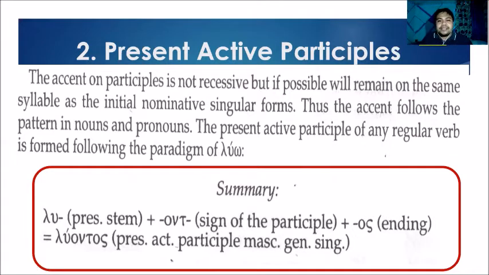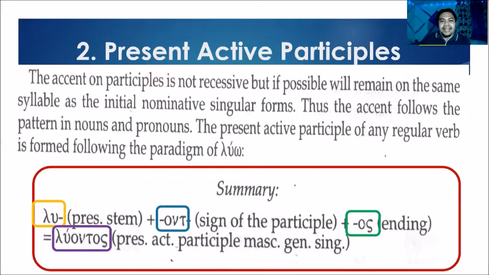The accent on participles is not recessive, but if possible, will remain on the same syllable as the initial nominative singular forms. Thus, the accent follows the pattern in nouns and pronouns. The present active participle of any regular verb is formed following the paradigm of luo. Okay, let's take a look at the summary. The lu, which is the present stem, plus the ont, that is the sign of the participle, and the os ending. That's why it becomes luontos.